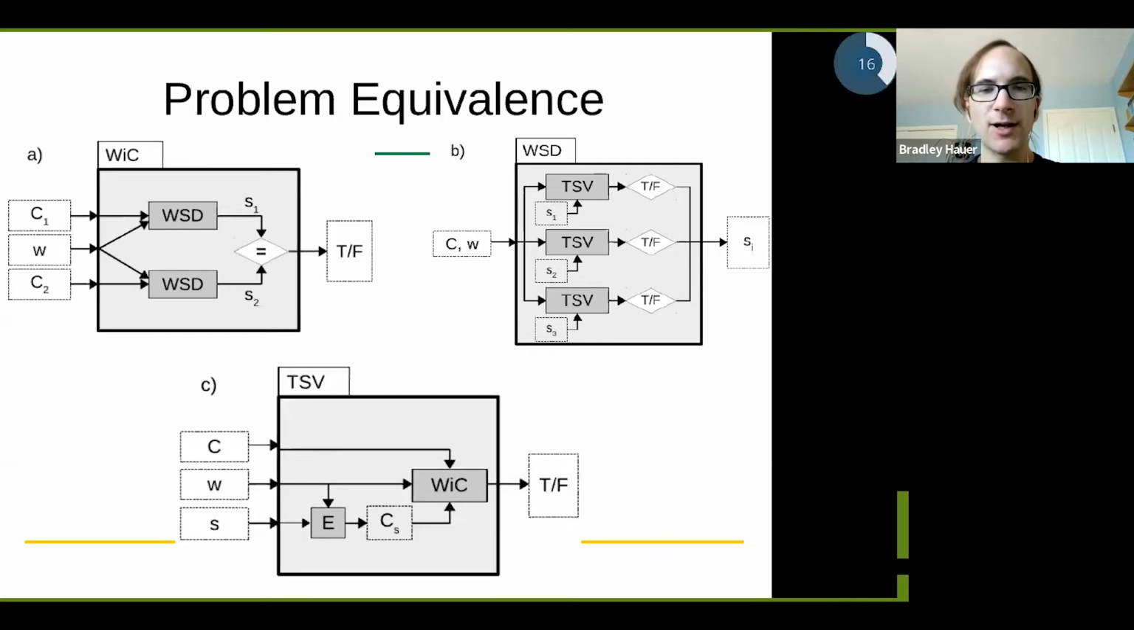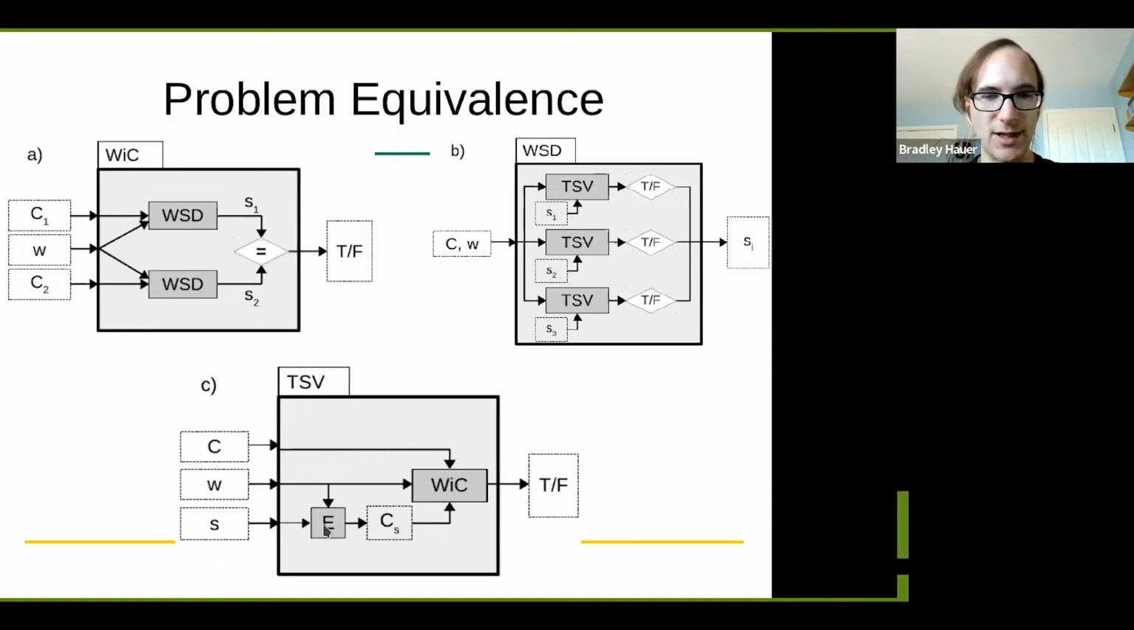Now, let's suppose we don't have a TSV system, but we do have a WIC system. How can we solve a TSV instance using WIC? That is, how can we reduce TSV to WIC? Well, we're given a context, C, a word W, which appears in that context, and a sense S. And we want to know, is S the sense of W in C?